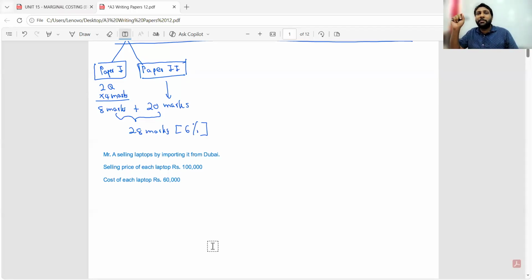So from each laptop, he is getting a net benefit of how much? 40,000. He is getting a net benefit of 40,000.